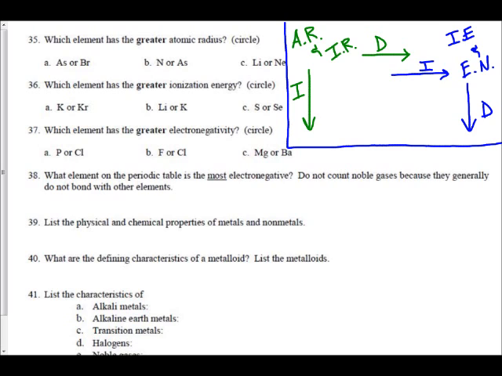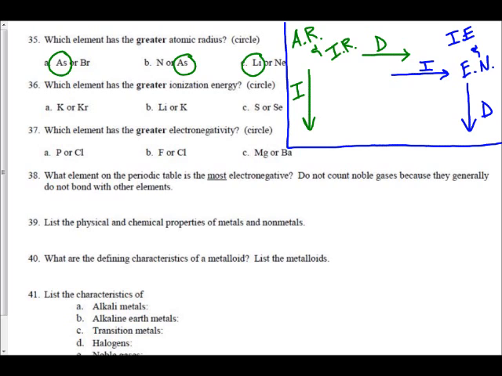Alright, so if we're looking at our chart and we find arsenic and bromine, we would pick arsenic as the one that's larger. Now, for nitrogen and arsenic, nitrogen is above arsenic, so arsenic would again be larger. And then between lithium and neon, lithium would be larger.